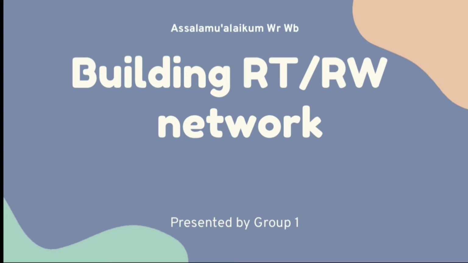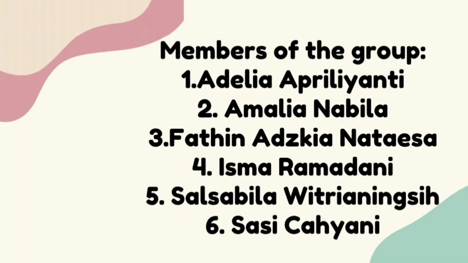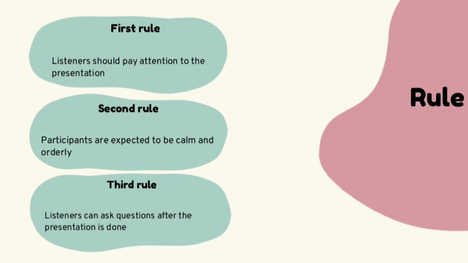My name is Fathin Azkia Natayasa. I will represent my group to present a project building a RT/RW network. Okay, before starting the presentation, I will introduce my group members, which consist of Adelia Aprilianti, Amalia Nabila, Fathin Azkia Natayasa, Isma Ramadhani, Salsabila Witrianingsih, Sasi Cahyani.